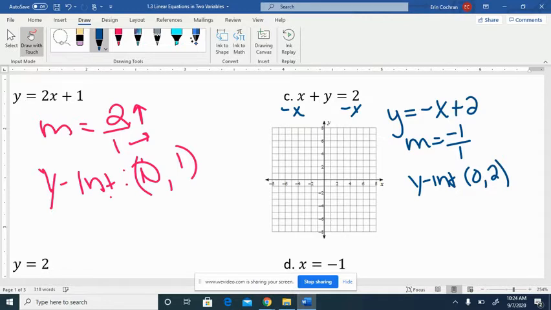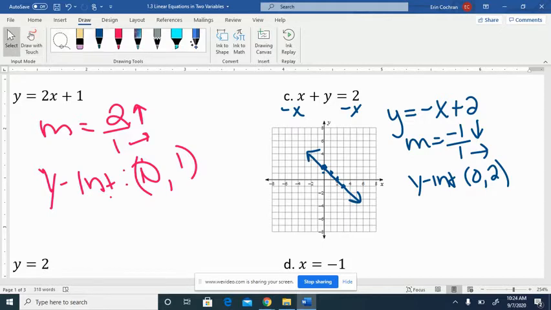So I'm going to graph the point 0, 2, which is just up 2. Then from there, I'm going to use my slope. Now my rise is negative, so I'm going to go down 1. And my run is positive, so I'm going to go to the right. So down 1, right 1, down 1, right 1. So then I'm going to draw my line with arrows on the end.